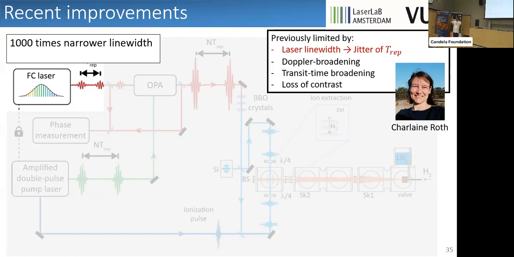So if you imagine that we do the Ramsey-comb with these 2 pulses, then if they're jittering about, it's going to wash out the contrast of our fringes and give us a larger uncertainty in the fit.